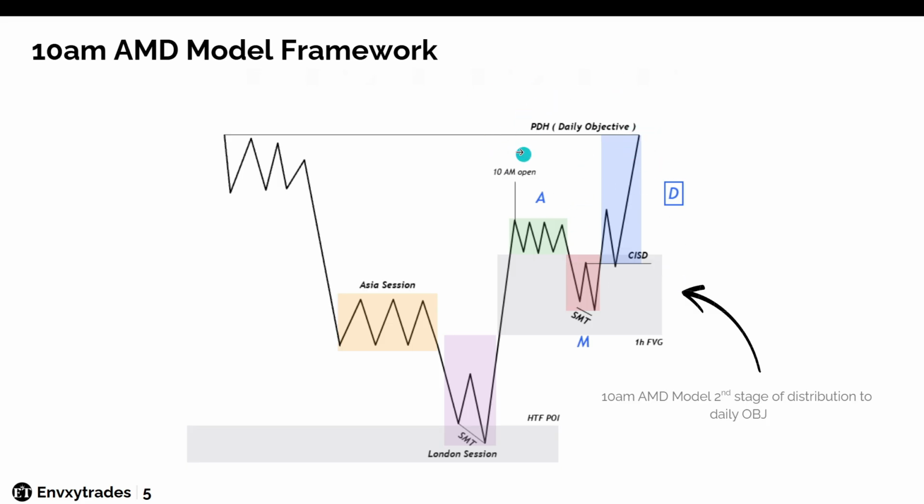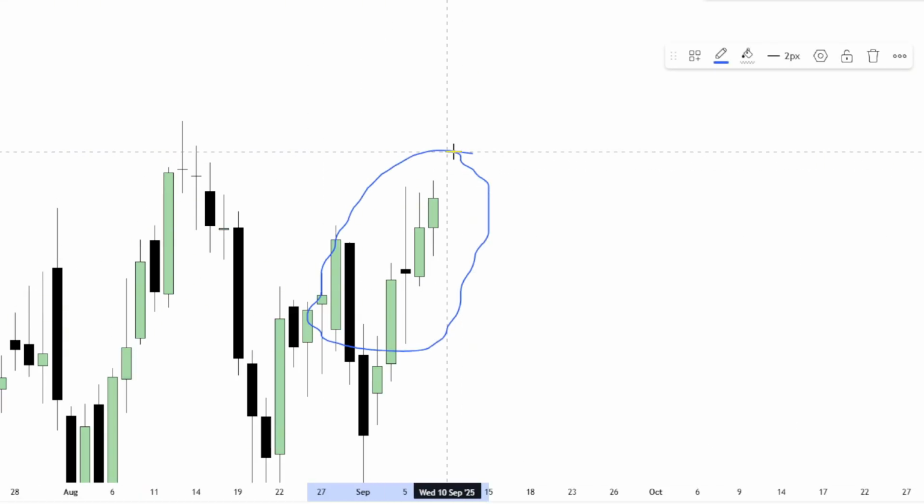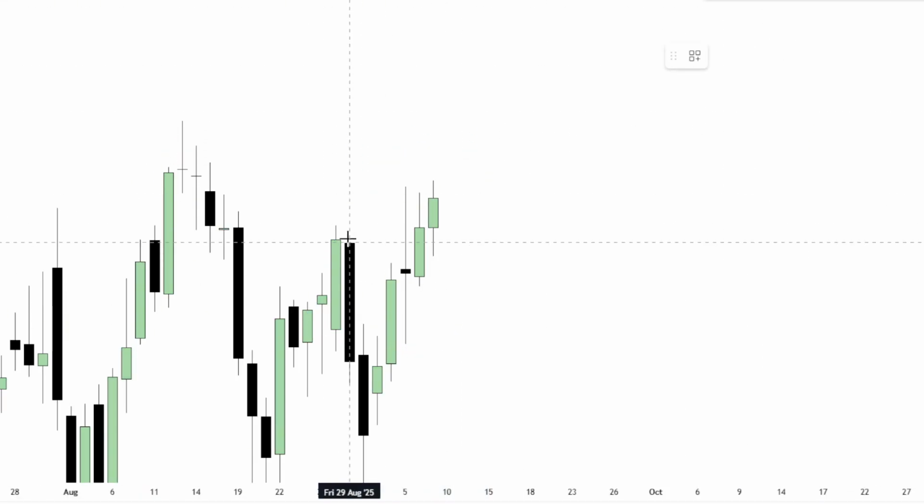Now, keep in mind, the 10 AM AMD model is a second stage of distribution, which makes it even higher probability than taking a trade during Asian session or London session. That's why this model works perfectly every single day. So now we can go into some examples of in-depth top-down analysis of the AMD model.